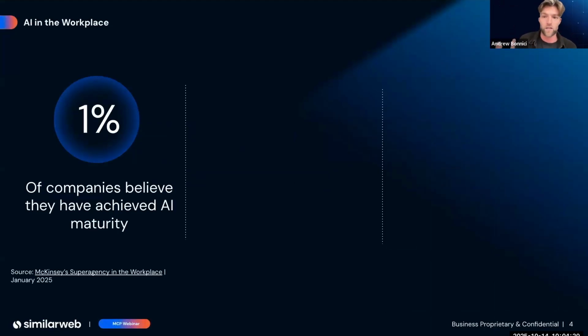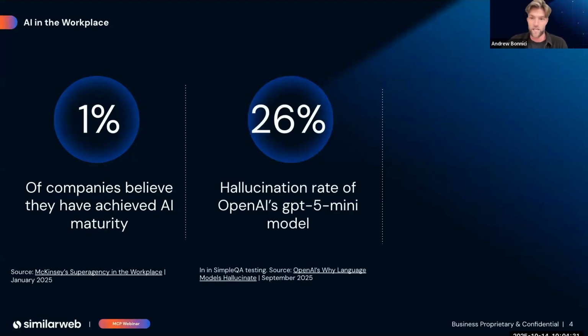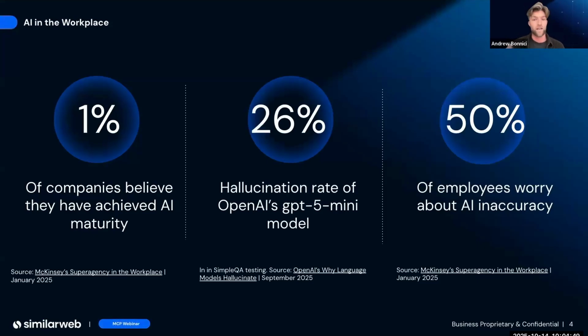So you're not alone. Only 1% of companies, according to McKinsey, believe that they've achieved AI maturity. And perhaps this is down to the historical accuracy of the AI models. OpenAI have openly stated that hallucinations are a mathematical inevitability. And in their recent QA testing, their GPT-5 mini model hallucinated 26% of the time. The industry data from McKinsey as well shows that this rate of hallucination has employees concerned. Half of those surveyed by McKinsey indicated that they worry about the accuracy of AI.